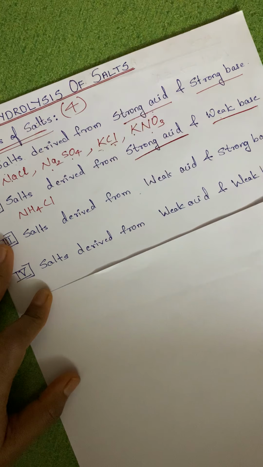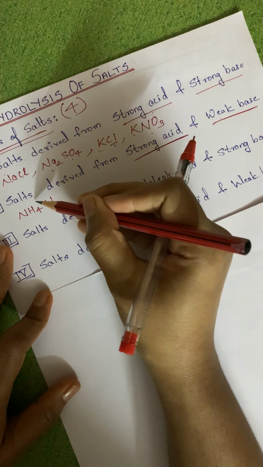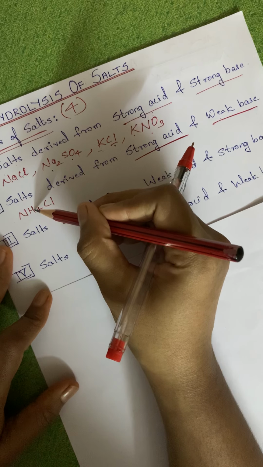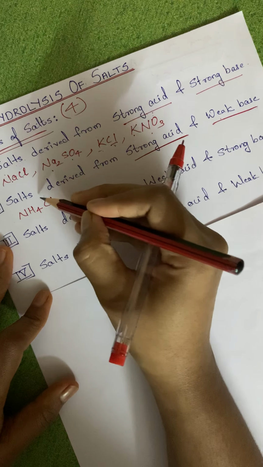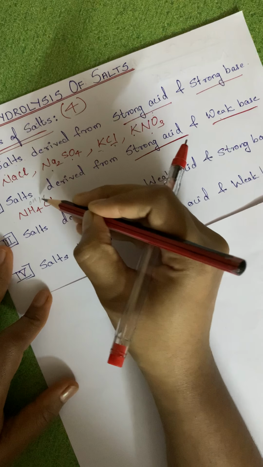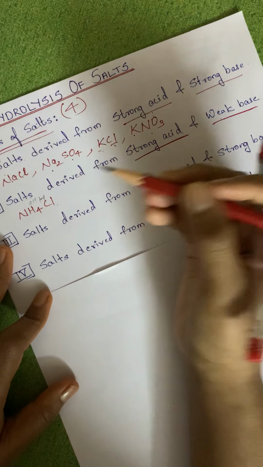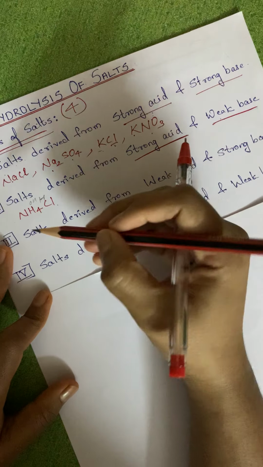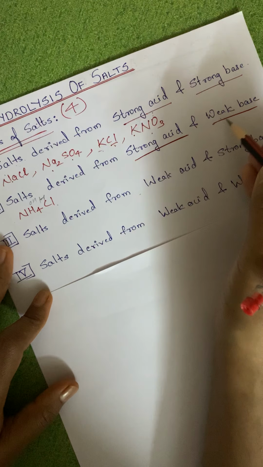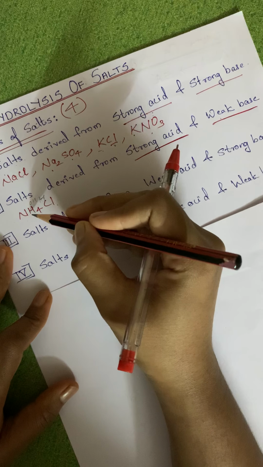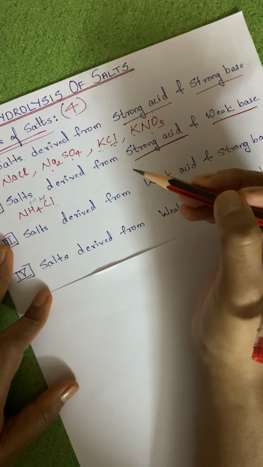NH4Cl. Try to understand, if OH gets attached here, it will become NH4OH, and if H gets attached here, it will be HCl. So this is nothing but a salt of strong acid HCl, hydrochloric acid, and weak base ammonium hydroxide. So hopefully understood.